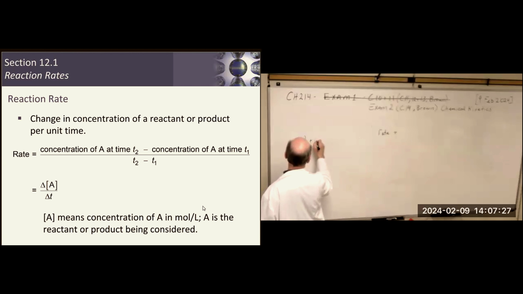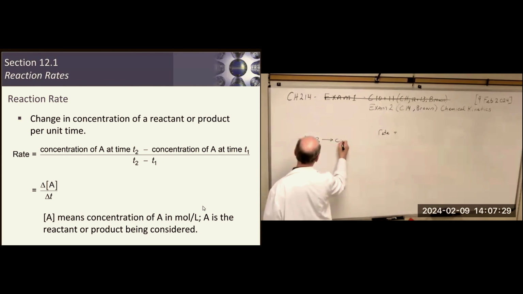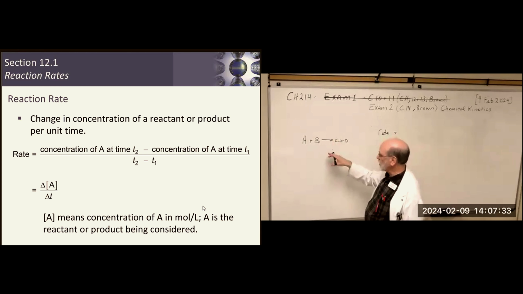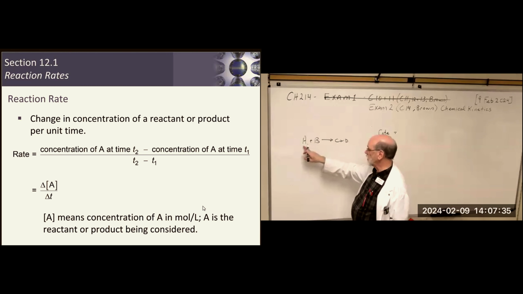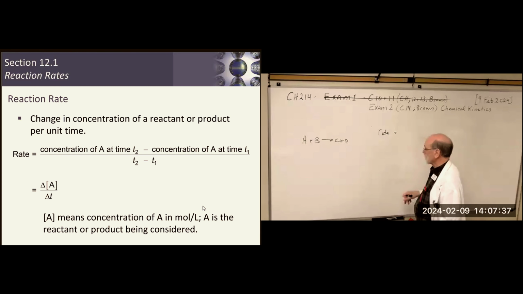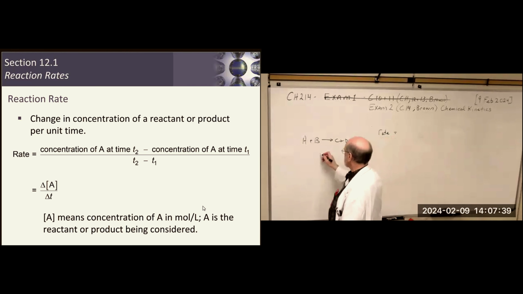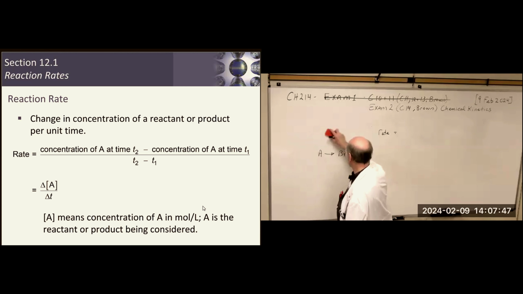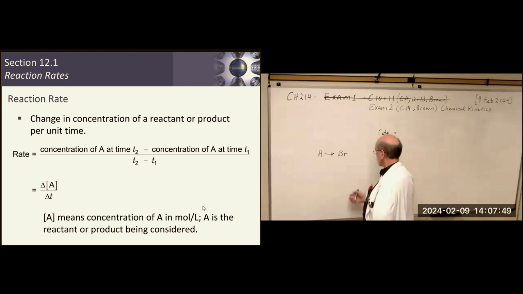We could say A plus B yields C plus D. Once that's a balanced equation, then we can focus on one or both of those. Well, let's say it's some type of decomposition. Let's do that one. A is decomposing into B and C.